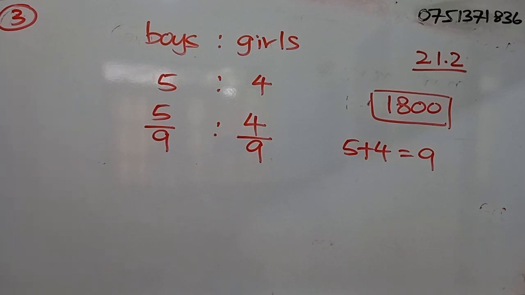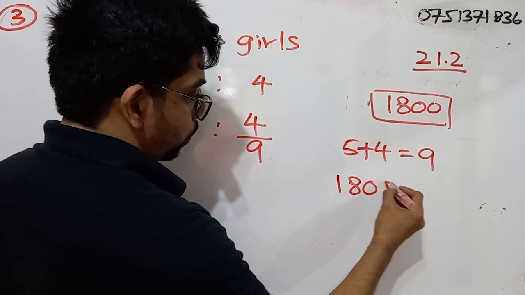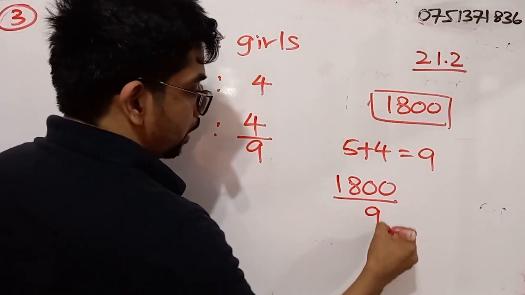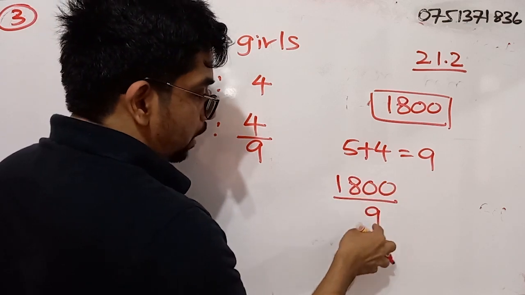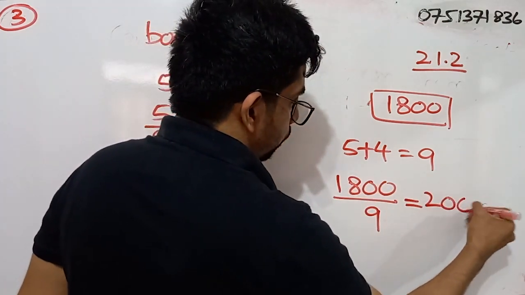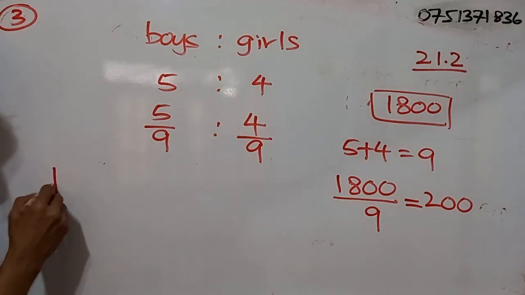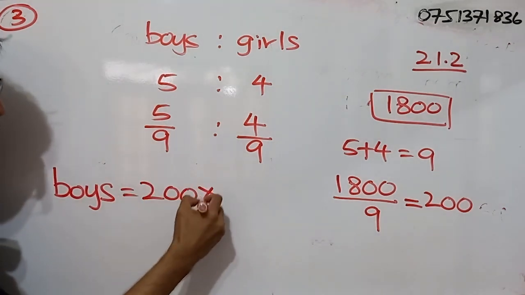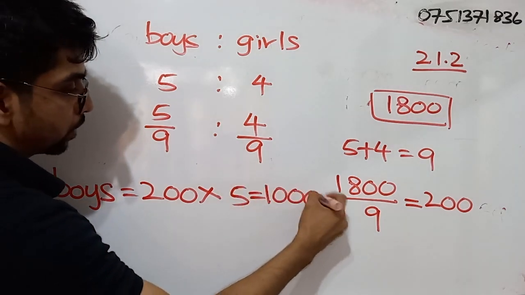Girls. Right? So here, just as before, we have to calculate the value of one part. So what do we have to do? Take 1800 and divide it by the total number of parts, which is 9. So now imagine these are just numbers, right? So 1800 divided by 9, we get what? 200. So that is the value of one part. So what is the number of boys? Value of one part, which is 200, we have to multiply that by what? Number of parts, which is 5. So we get what? 1000.